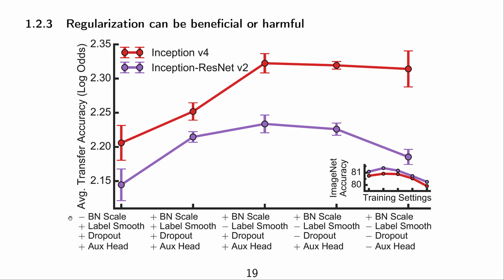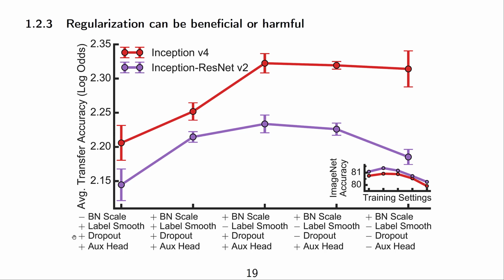Batch norm scale means there's some bias term for batch norm. Label smoothing means label smoothing is being used or not. Dropout means dropout is being used or not. And auxiliary head means there's an auxiliary classification head used during training. One thing that is also not really shown here is what the regularization is during pre-training and what the regularization is during training.